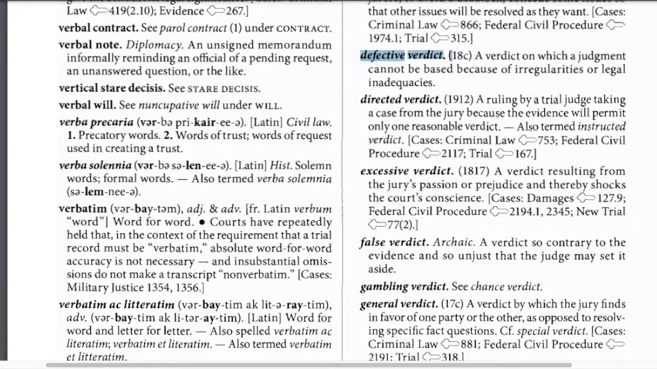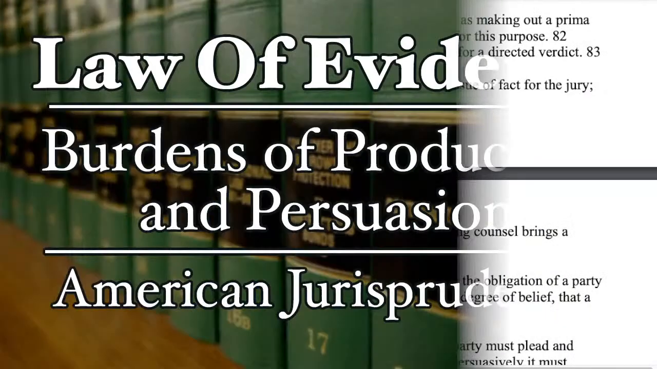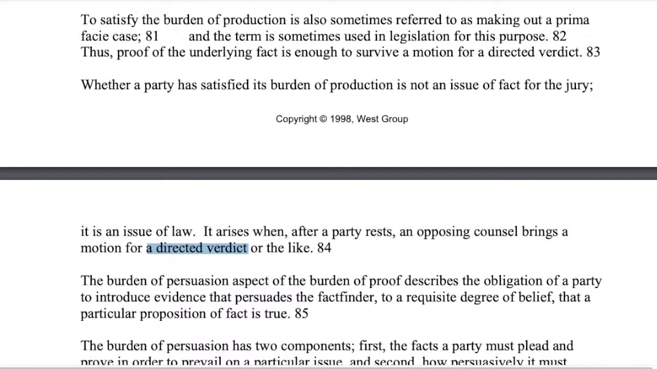Here's another one. So there's a lot of good verdicts here to learn, and this might be another study in and of itself. But now at least we have a good substantial definition of directed verdict. Defective one looks pretty good too. One on which a judgment cannot be based because of irregularities or legal inadequacies. But what we're looking at is a directed verdict where the trial judge takes the case from the jury because the evidence will permit only one reasonable verdict. All right. We're done with that diversion. Let's get back to the book.